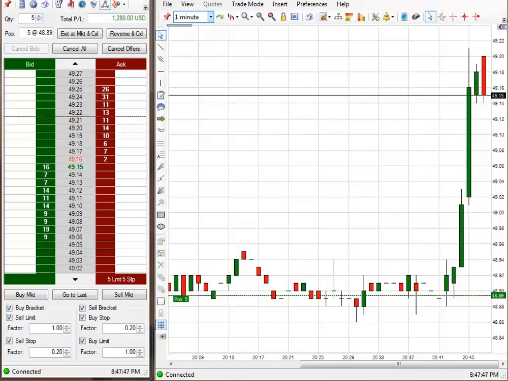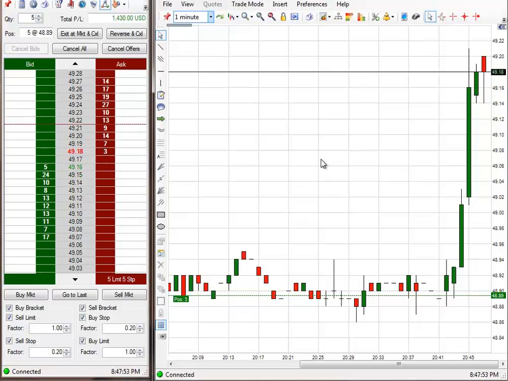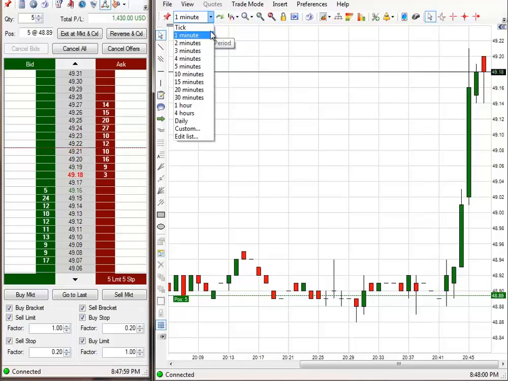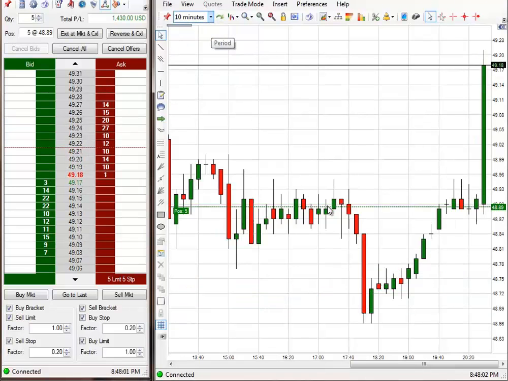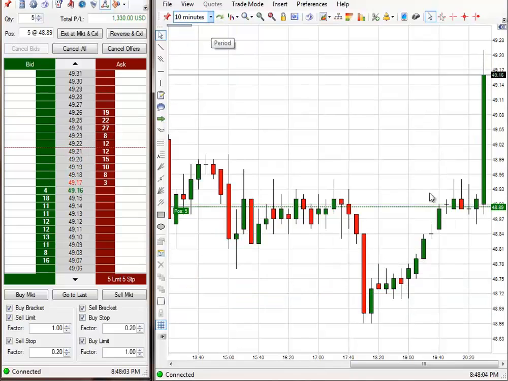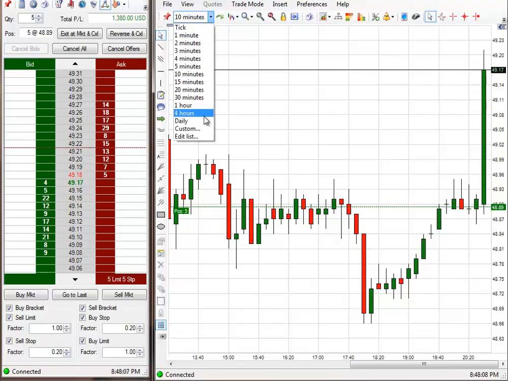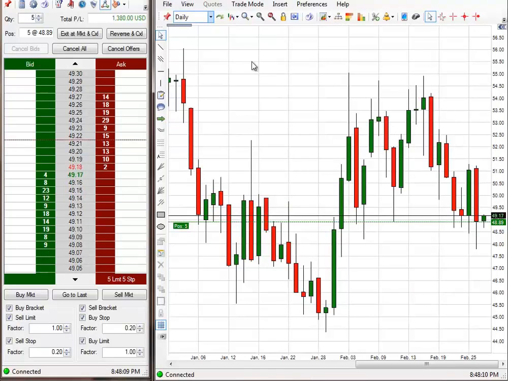I'm really not sure what I can get off of this. I'm really not sure what the exit would be. Let me go take a look. Let me show you something on the 10 minute. This is what it looks like on the 10 minute. Just shot up, right? Now let's go take a look at the daily. There's the daily.